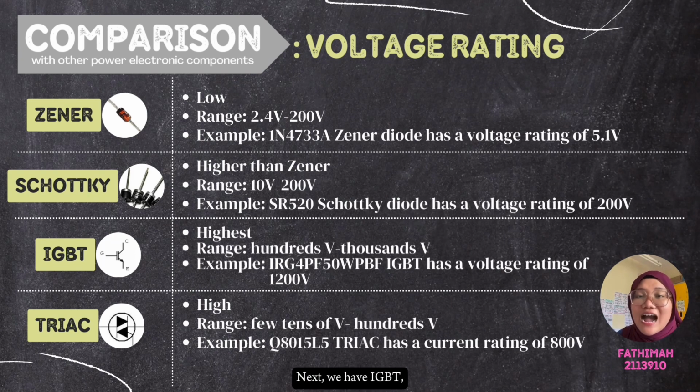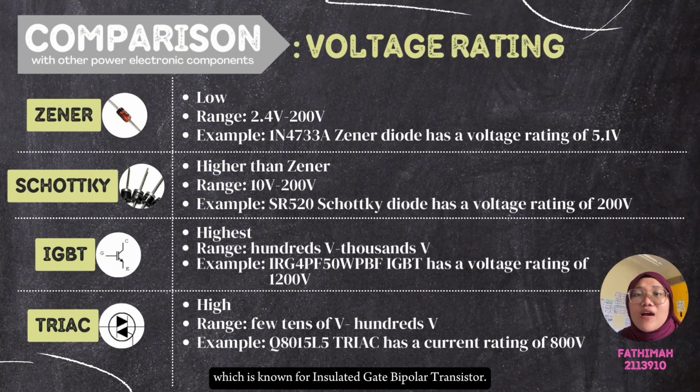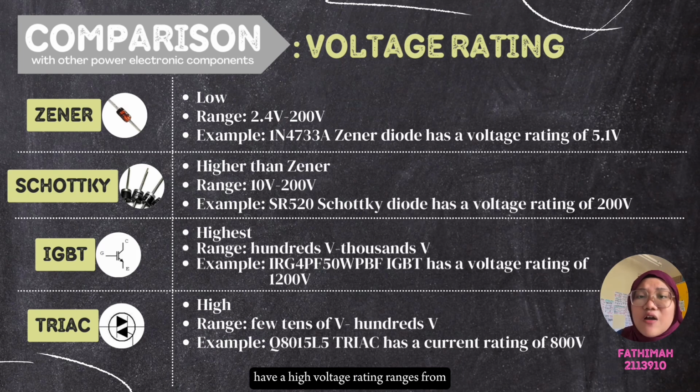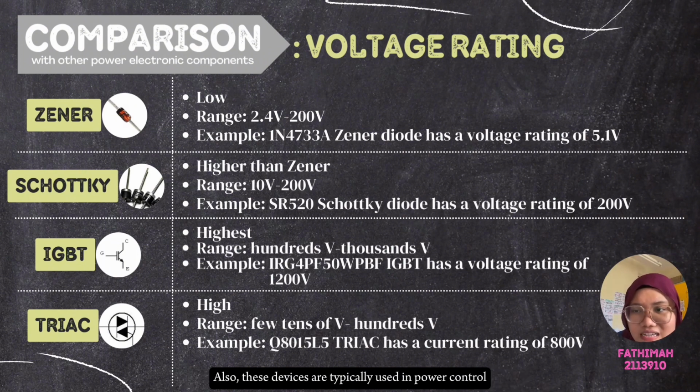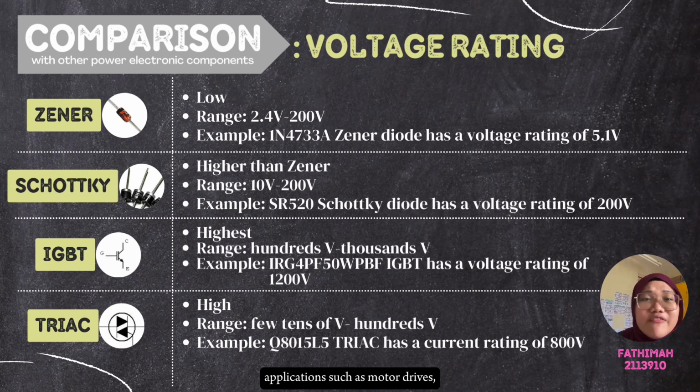Next, we have IGBTs, which stands for insulated gate bipolar transistor. We can see from the slide that IGBTs have a high voltage rating ranging from hundreds to thousands of volts. This is because they are commonly used in high power applications. Also, these devices are typically used in power control applications such as motor drives, inverters, and power supplies.